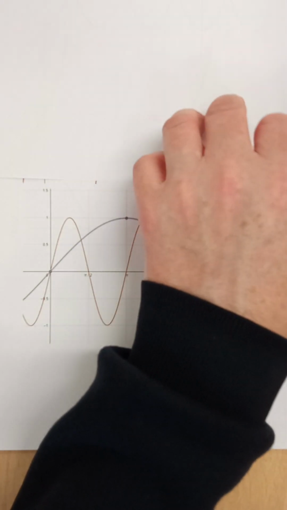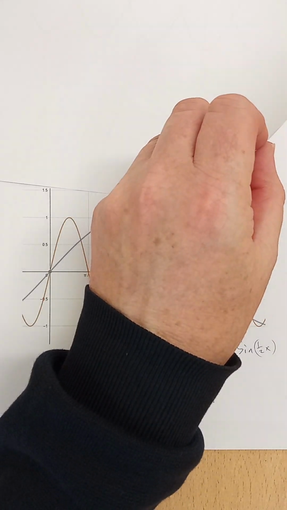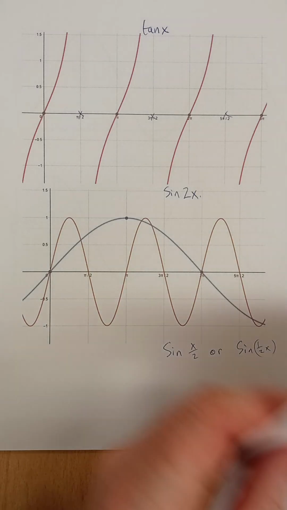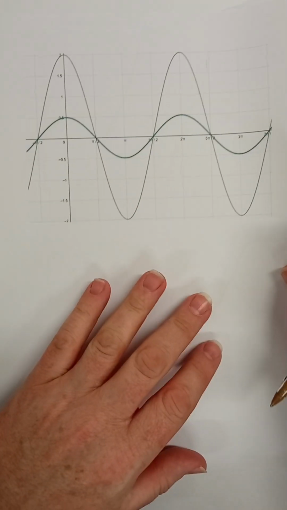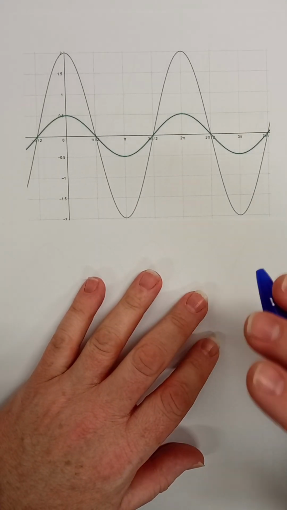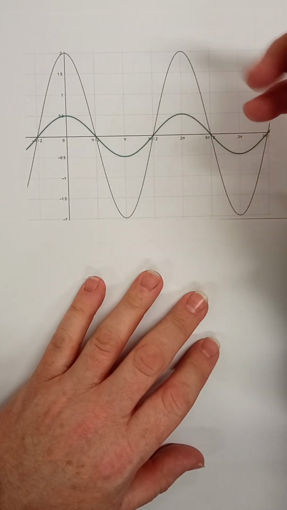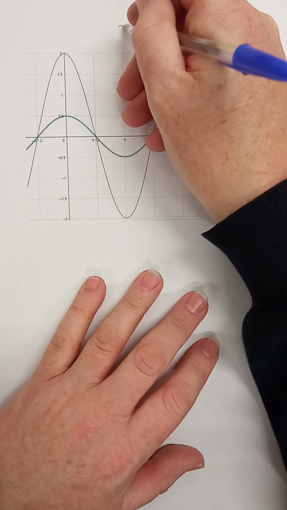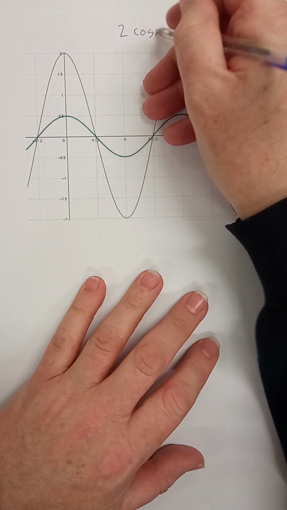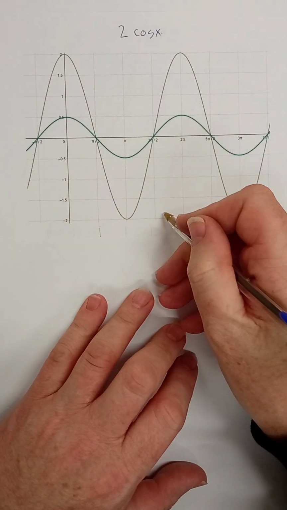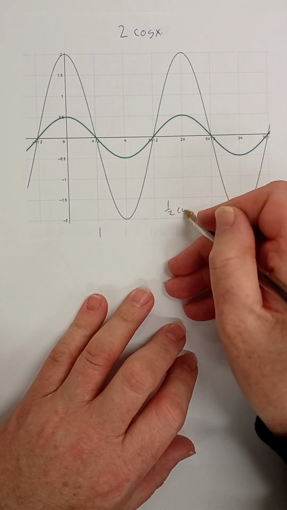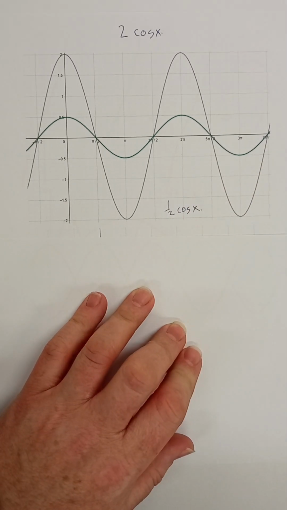Now, let's have a look and see what happens when we add in another number. Let's see what happens when we put in a number in front. So have a look at this one. So in this case, we have a number in front. So I'll have to write down what this function is. One of these functions is 2 cos of x, and one of these functions is half cos of x. So let's see which one is which.